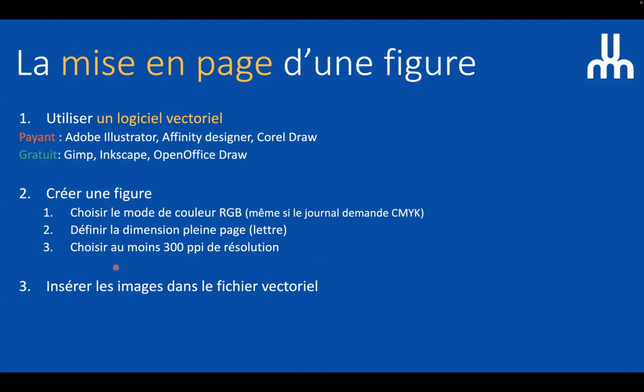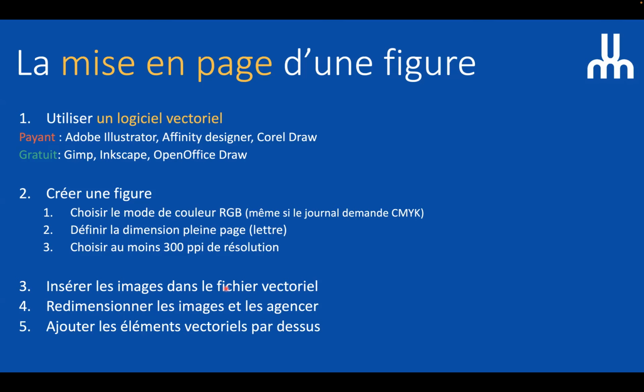So you insert the RGB image we have created within the vectorial file, and you want to embed the file within the file, so you don't have to create links between files. Then you will have to adjust the images relative to each other and maybe resize them. When you resize them, you don't change the resolution of the image. You just change the size of the full resolution image within the vectorial file. And finally, I'm going to show you how to add vectorial elements such as arrows or drawings on top of your image.